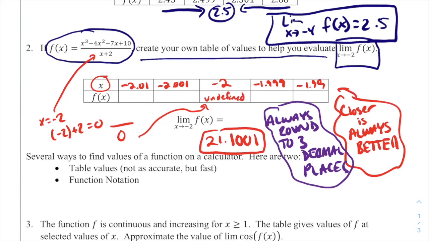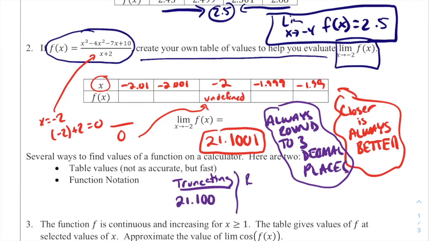So when I have a number here like 21.1001, I could round this one of 2 different ways. One way is called truncating, which essentially is cutting off all the numbers after the 3rd decimal place. So that would look like 21.100.